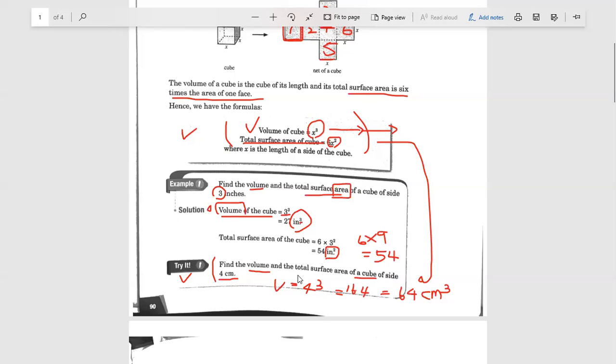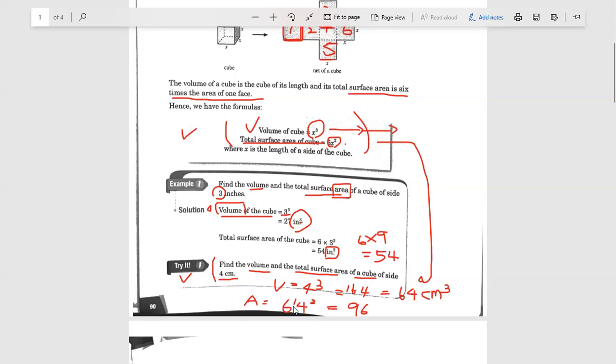Now we want to figure out the total surface area. Again, we want to plug into this formula. So Fiona, can you share with us your thinking process to solve this total surface area of a cube? It looks like 6 times 4 to the second power. Excellent. So what would be the answer? That would be 48.